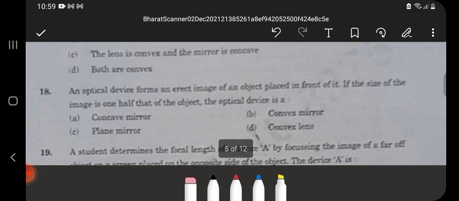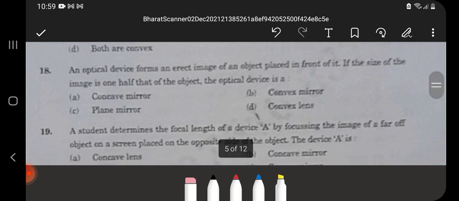Now next, 18th question. An optical device forms an erect image of an object placed in front of it. If the size of the image is one half that of the object, the optical device is a... The answer is B, convex mirror.